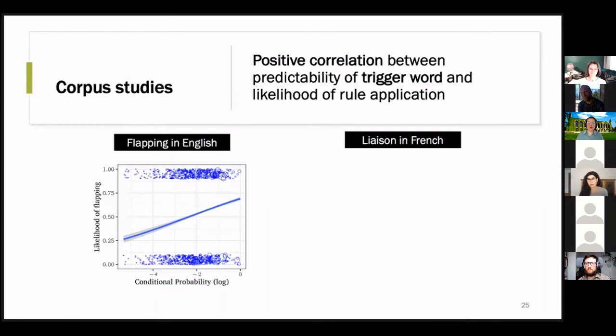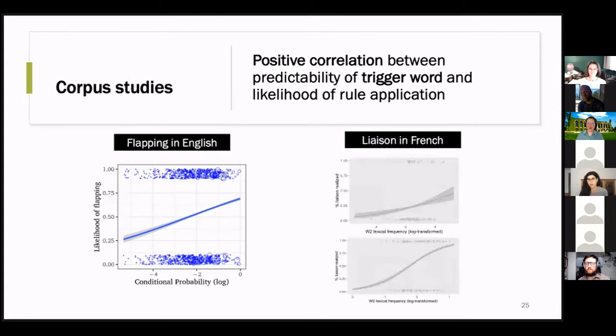And interestingly, we found very similar results in French. So in French, you see a very similar graph. So the lexical frequency of the second word in the pair along the x-axis, and along the y-axis is now percentage of liaison realized. So when they did use the consonant, and we see that there's a positive correlation between those two.